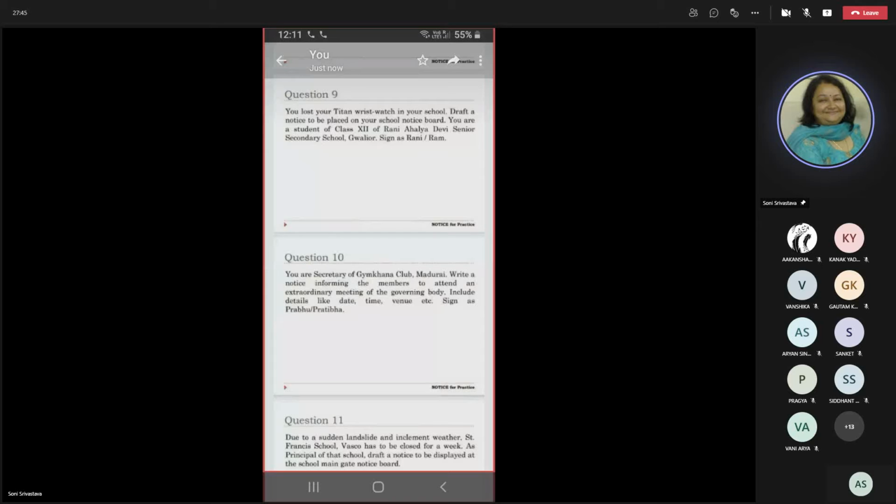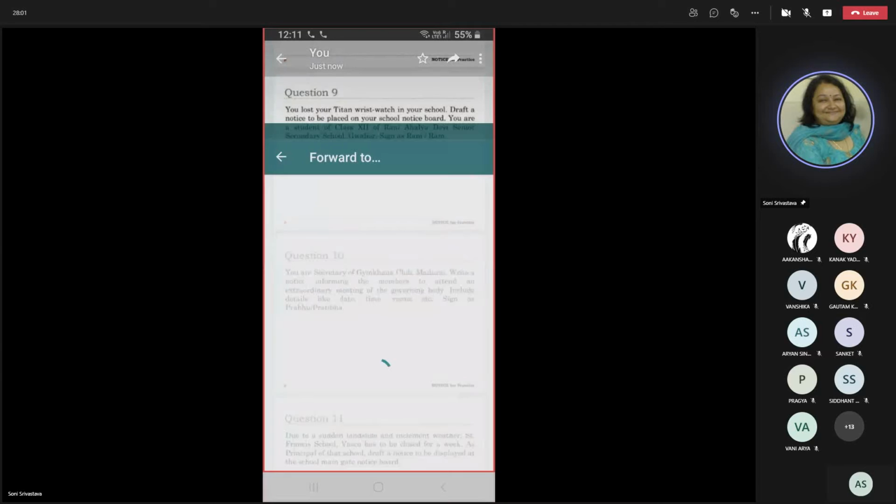Now, third question is, due to a sudden landslide and inclement weather, meaning difficult weather, changing weather, and all that, St. Francis School, Vasco, has to be closed for a week. As principal of that school, draft a notice to be displayed at the main notice board. So these are the things.